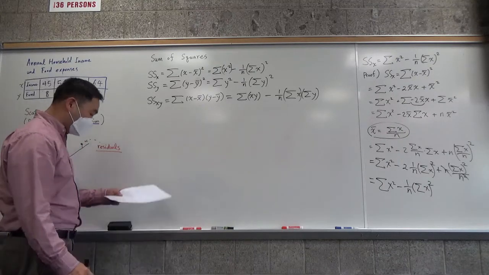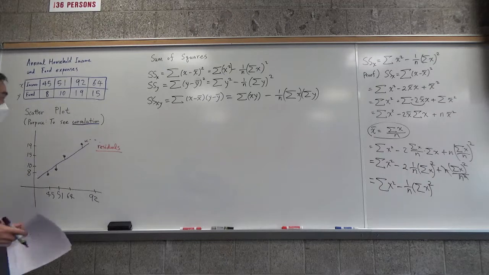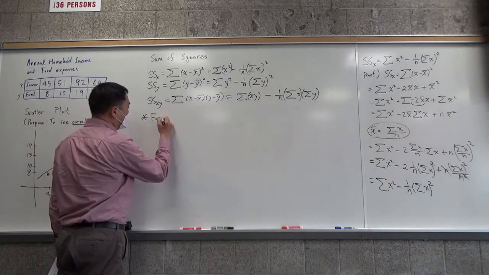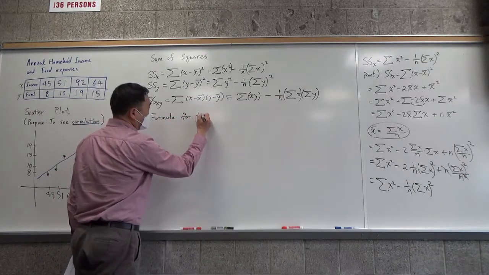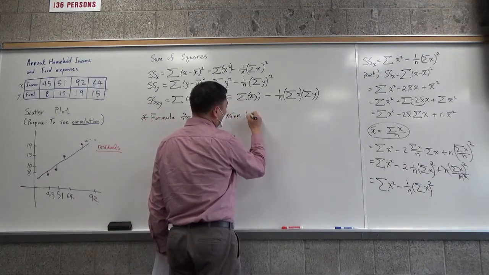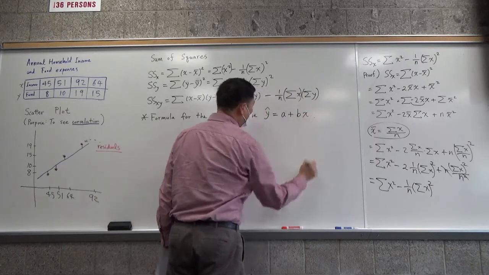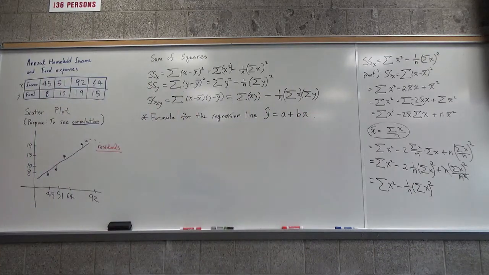Okay, so now let's move on to the formula for the regression line y hat is equal to a plus bx. Okay? All right, so by y hat, I mean these values right here. The values that are on the regression line, those are called y hat. And the actual data points from the raw data are called y.